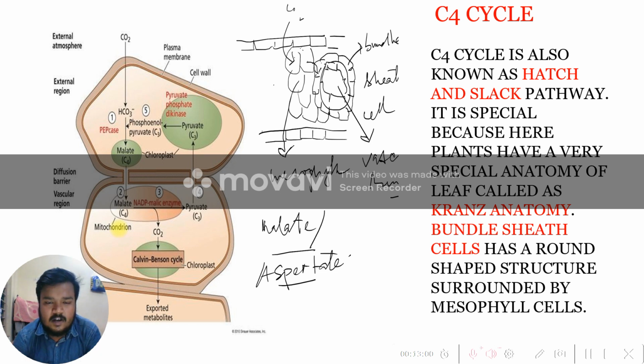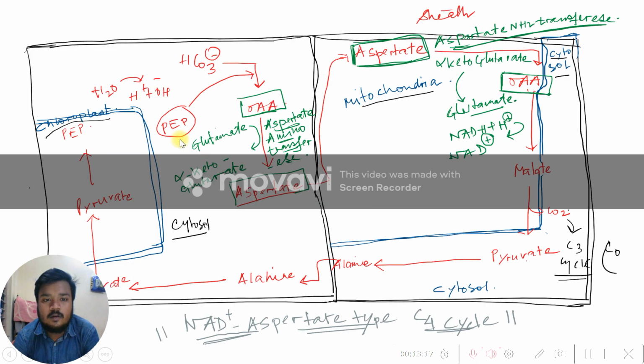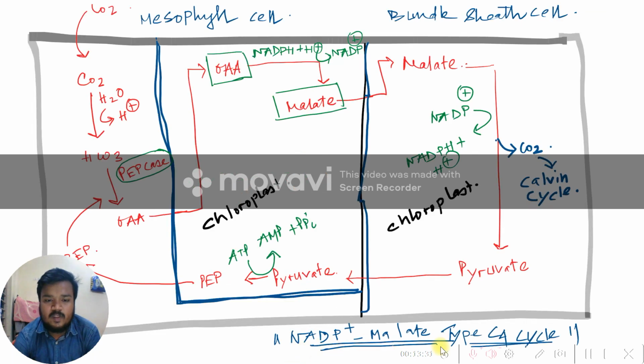We have to see the anatomy first. Now we can visualize the bundle sheath cells here, and on the outer side the mesophyll cells are also there, and the darker regions are the chloroplasts which are present, and ultimately here the CO2 comes. Now the C4 cycle is divided into almost two or three parts depending upon the enzyme used, like the NAD plus aspartate type and the NADP plus malate type. It means the specific enzyme which converts the 4-carbon compound to CO2 actually decides the name of the process.